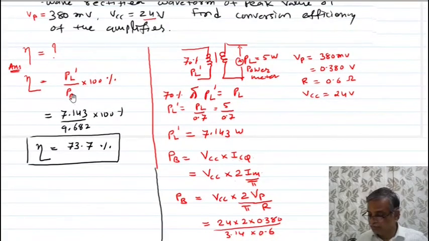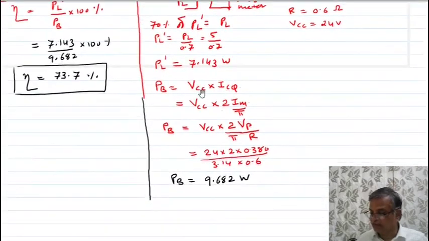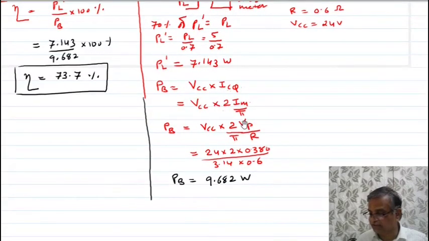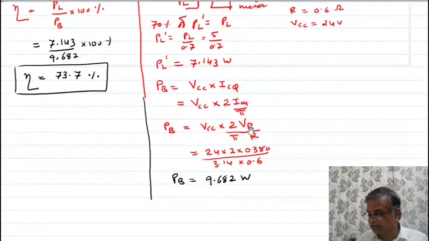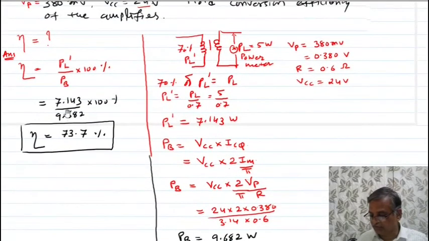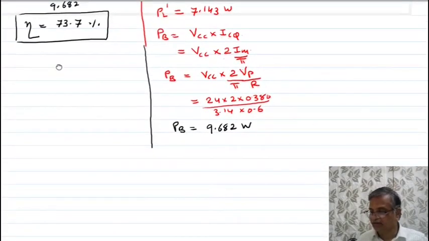I put this value here. Now PB is nothing but VCC into ICQ. What is ICQ? It is the quiescent condition current. You have seen in your circuit, I have shown the full wave rectified signal. The DC value of that signal is nothing but 2 Im upon pi. Im is nothing but the peak voltage upon resistance. By putting this I am getting 9.682. Approximately, if you find out this calculation, you will get 73.7%.